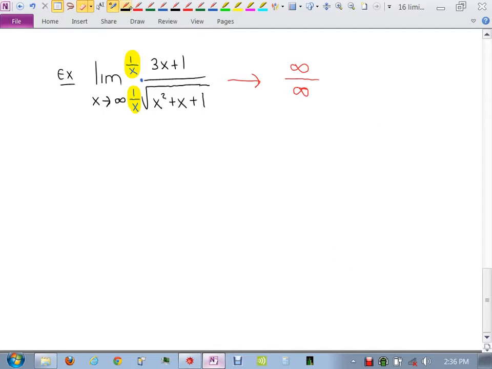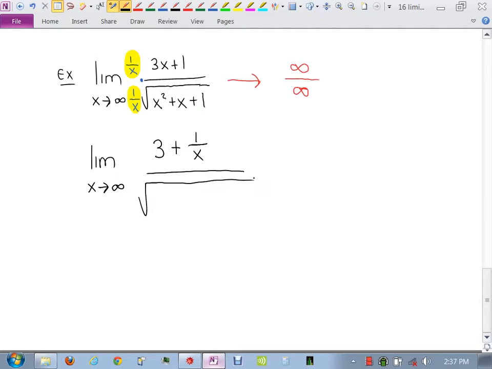All right, so let's go ahead and pass the 1 over x through on top and bottom. What do I get in the numerator? I mean, don't let x go to infinity yet. Just tell me, algebraically, what's 3x over x? 3 plus 1 over x. Okay, in the denominator, I still have the square root, right?